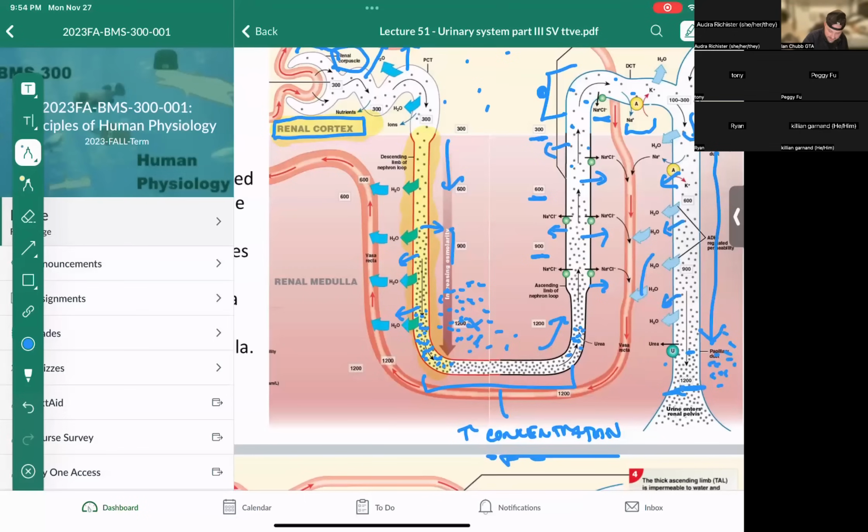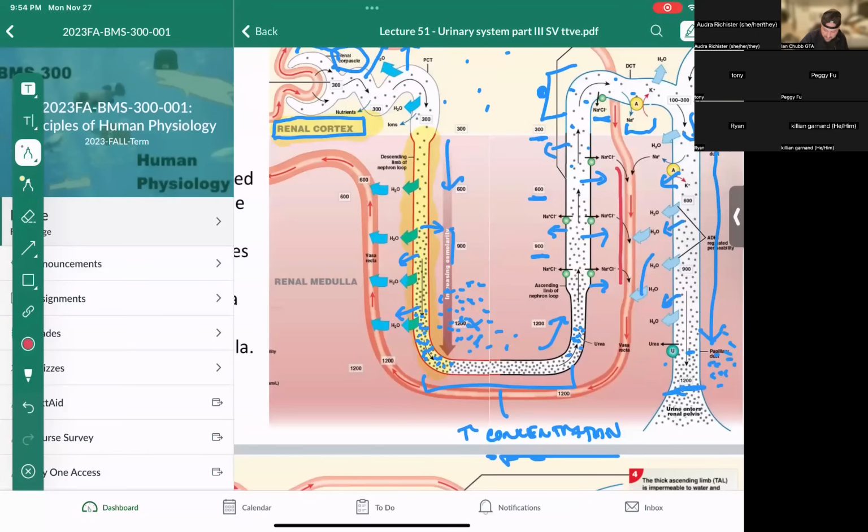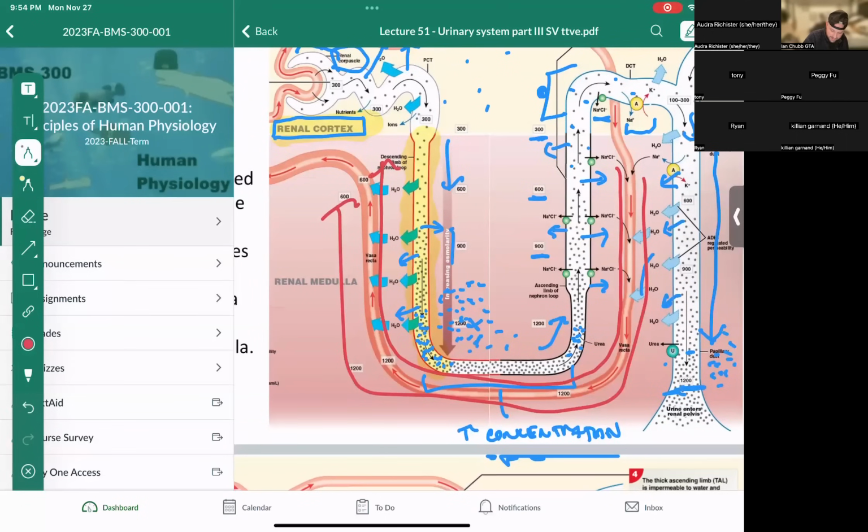Now, the other factor to this is that we also add in our vasa recta. The vasa recta is the blood vessel that runs countercurrent, so it's going to run the opposite direction. So filtrate is running this way. The blood's running the opposite way.